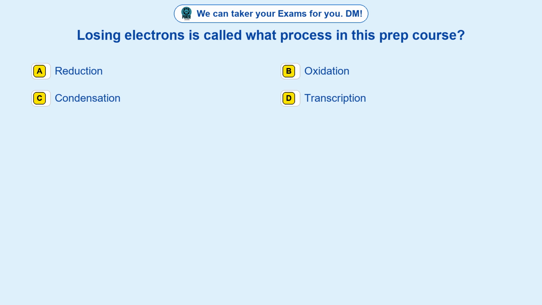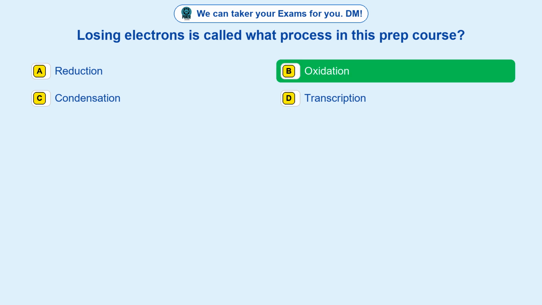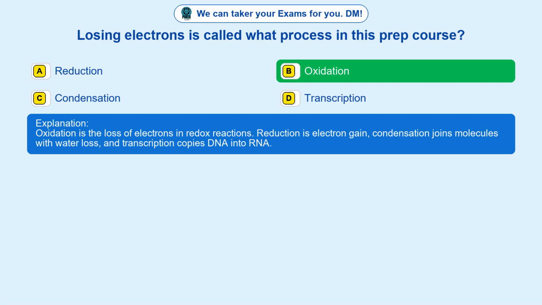Question 43. Losing electrons is called what process in this prep course? Option A, reduction. Option B, oxidation. Option C, condensation. Option D, transcription. The correct answer is option B, oxidation. Oxidation is the loss of electrons in redox reactions. Reduction is electron gain, condensation joins molecules with water loss, and transcription copies DNA into RNA.